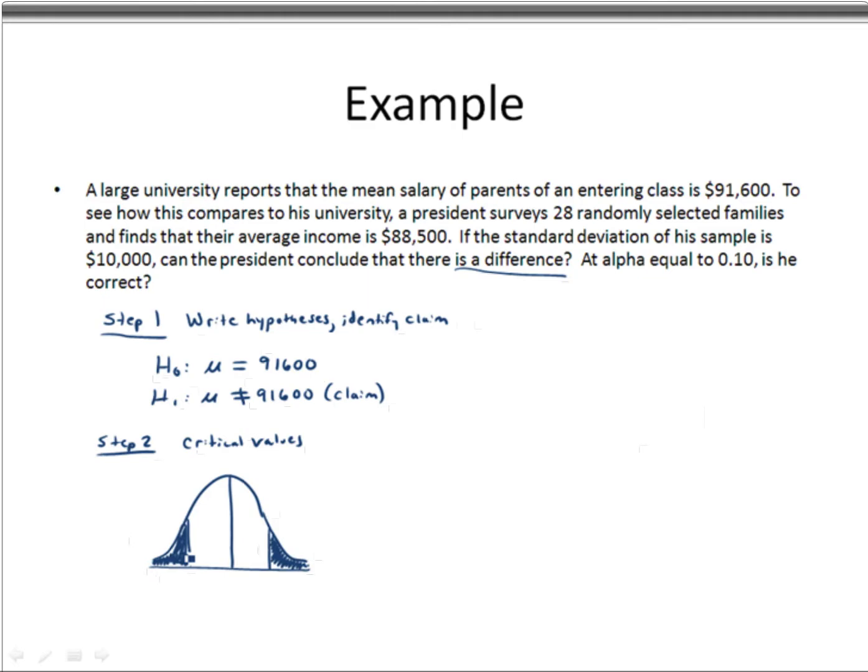Now, they tell us that alpha is going to equal 0.10. Remember that 0.10 is the total area of the shaded region. And so as I look at working this out, I realize that I have two equal sections that are shaded on the curve. And if 0.10 is the total area, then I would need to divide 0.10 by 2 in order to determine the right-hand side and the left-hand side.